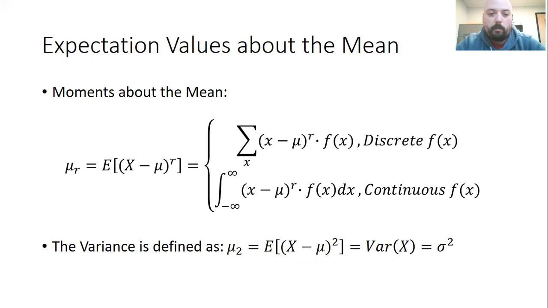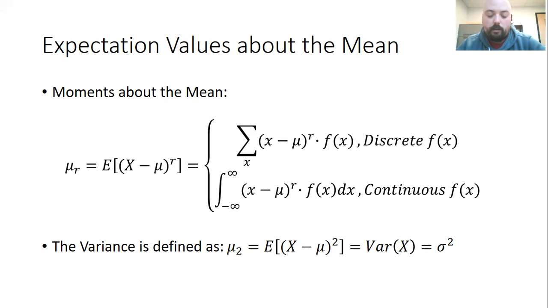We define the moment about the mean as mu sub r, and the expectation value is taken of the independent variable minus the mean, to the power r. And again, it follows a similar look to the way that we find the expectation value of simply x to the power r for both discrete and continuous functions. However, again, we're substituting in this x for x minus mu.